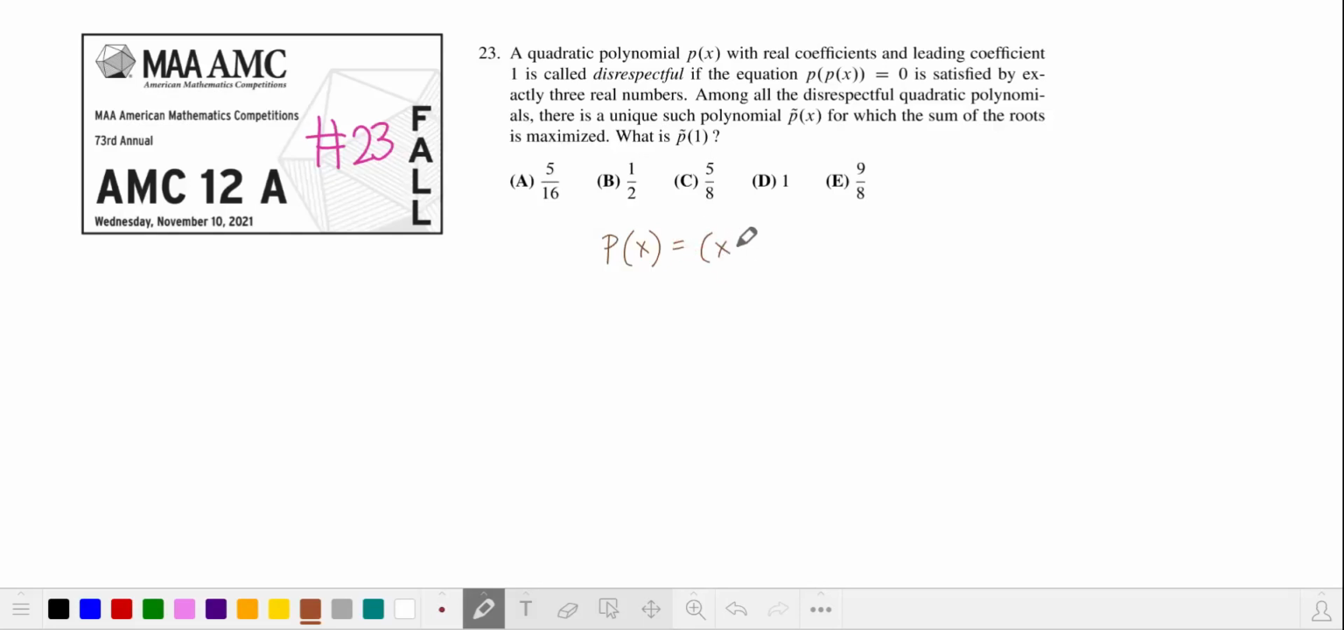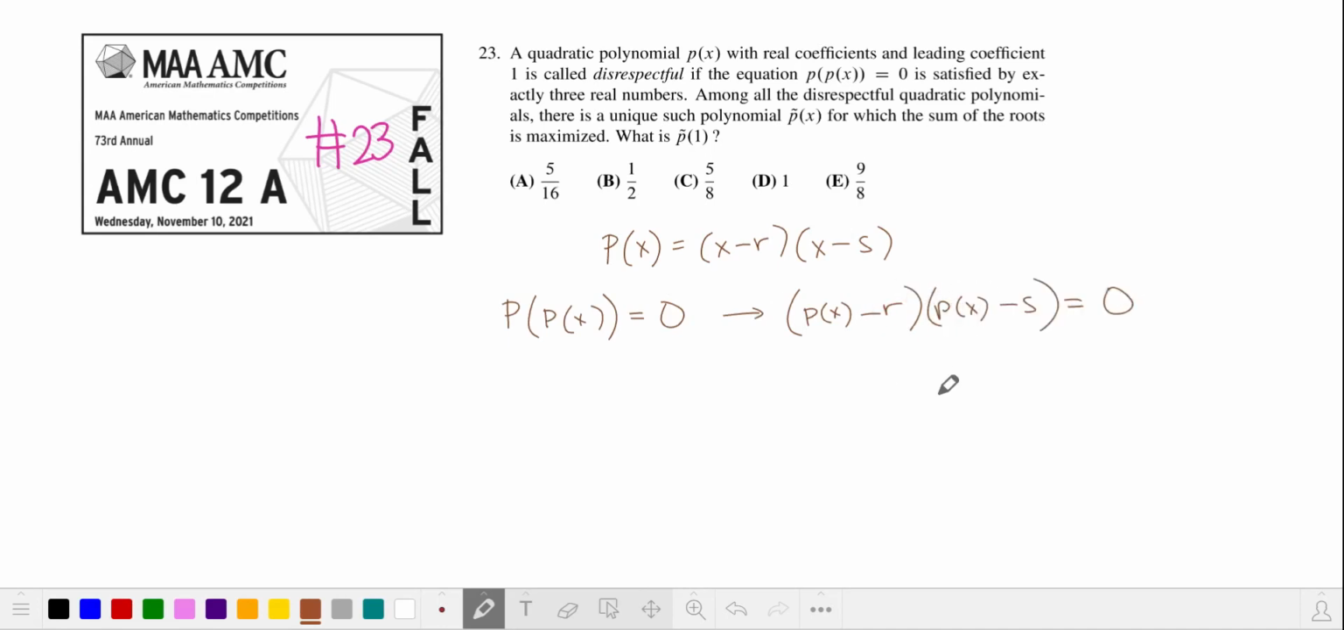P of x is a quadratic, so we can factor it as x minus r and x minus s, where r and s are the roots, solutions where P of x is equal to 0. That means when P of x is equal to 0, this can be factored as P of x minus r times P of x minus s, and this product is equal to 0, which means we have P of x is equal to r, or P of x is equal to s.